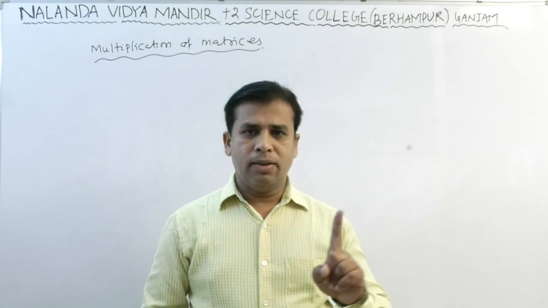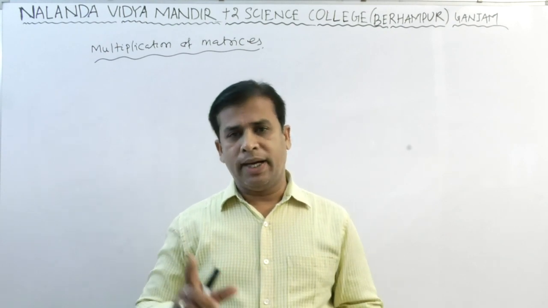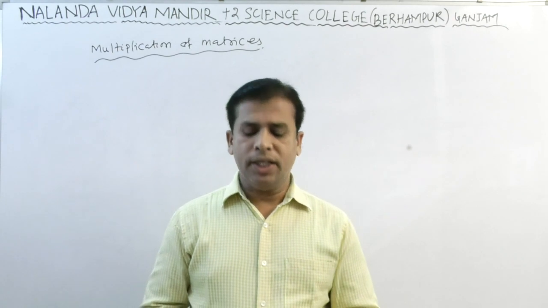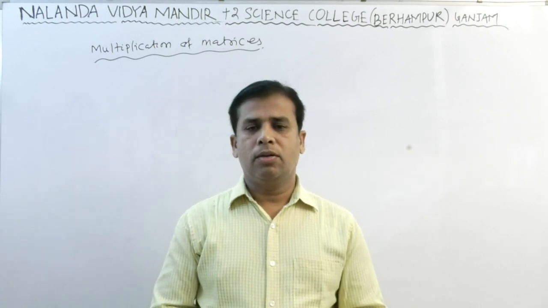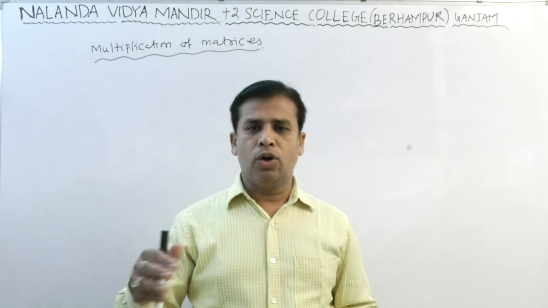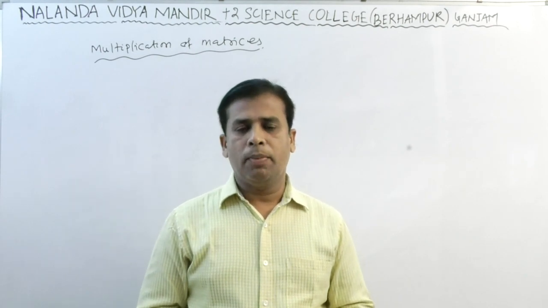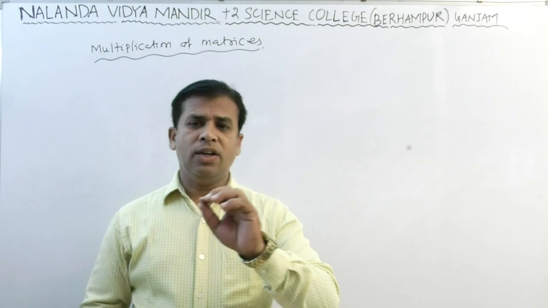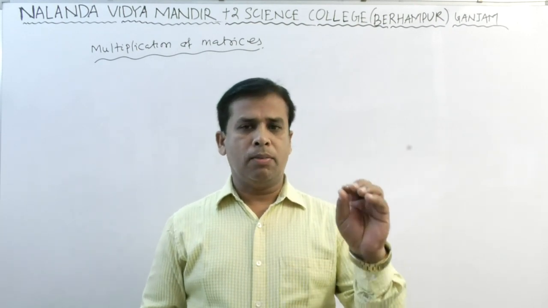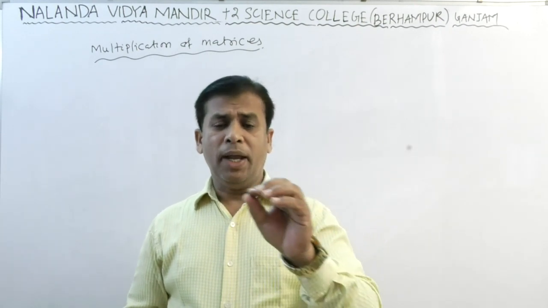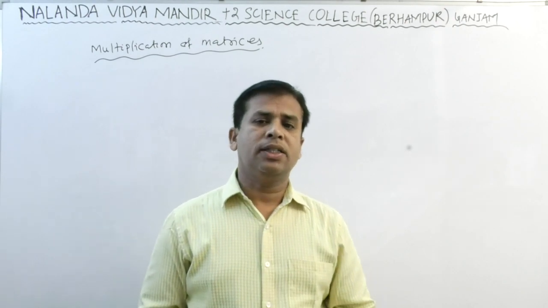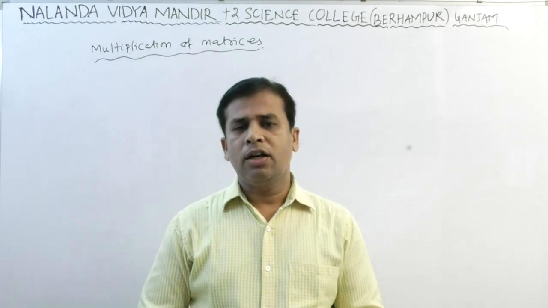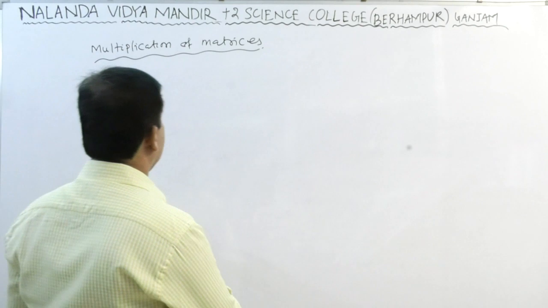One is multiplication of a matrix by a scalar, and the other is matrix multiplication. More than two matrices can be multiplied. First, multiplication of a matrix by a scalar means if we multiply every element of a matrix by a number, then we say that is multiplication of a matrix by a scalar.